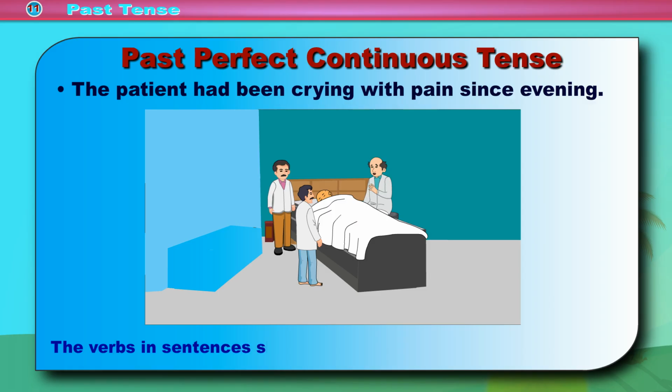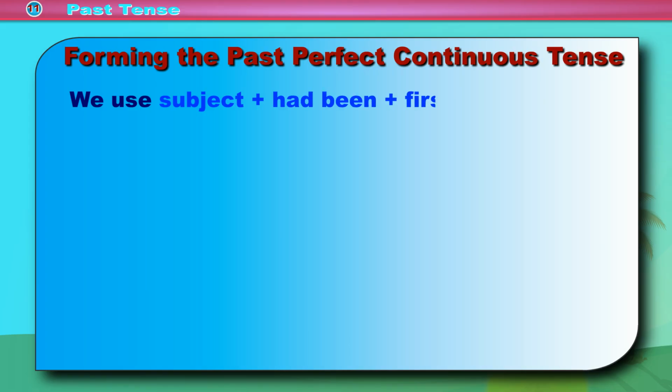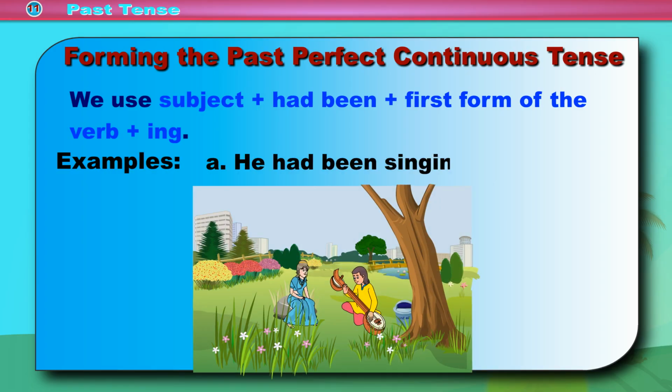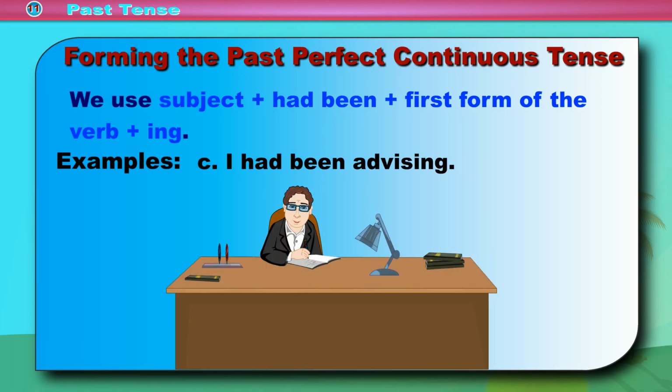The verbs in the sentences show the past perfect continuous tense, forming the past perfect continuous tense. We use subject plus had been plus first form of the verb plus ing. Examples: A. He had been singing. B. You had been dancing. C. I had been advising.